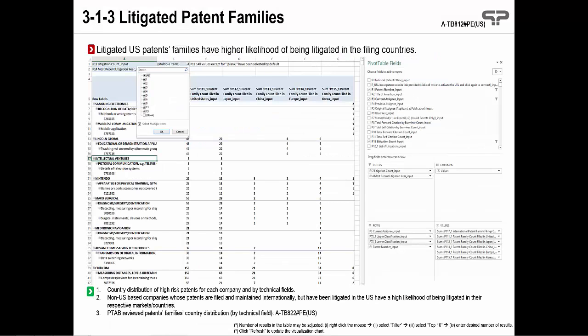Additional analysis of PTAB reviewed patents and their families and their country distributions by technical field can be performed by selecting the view code A-TB822 in the analysis user interface. Litigated and PTAB reviewed patent families have higher likelihood of being litigated in their filing countries. Therefore, users may take actions to mitigate risks or identify opportunities for licensing and/or sales.